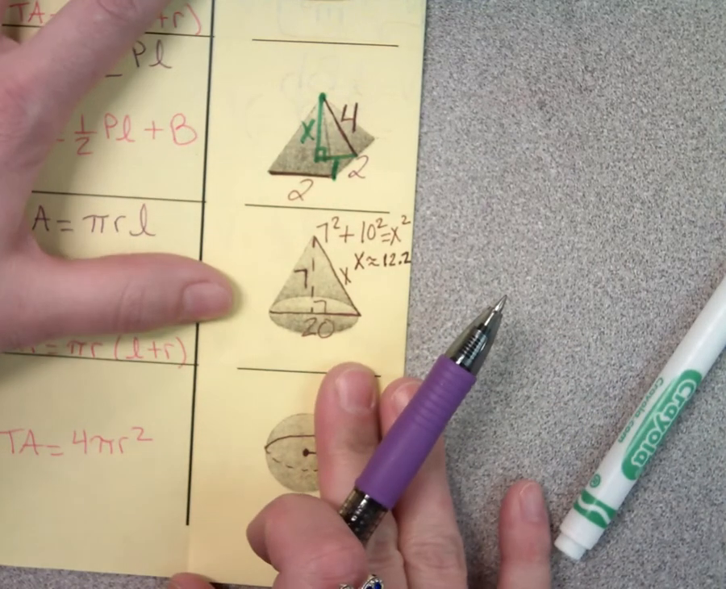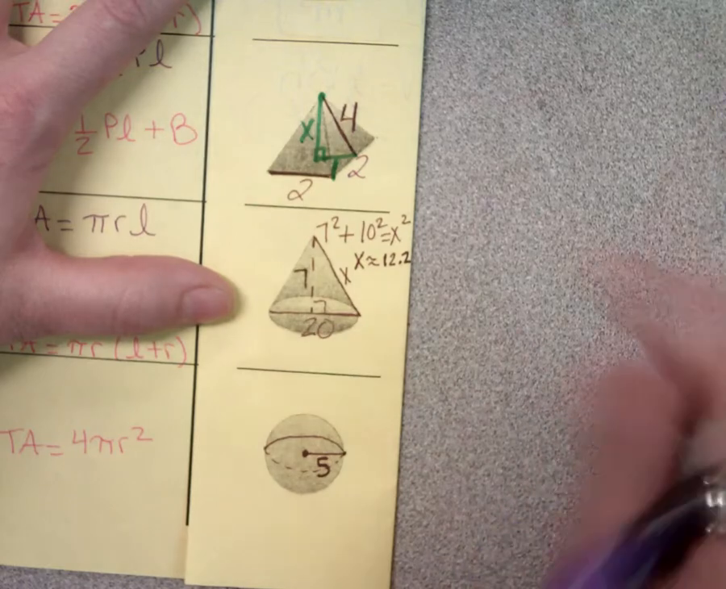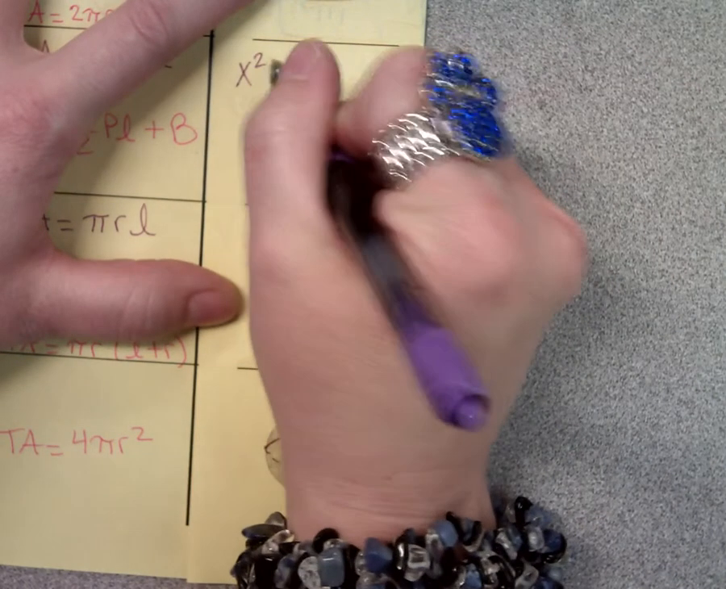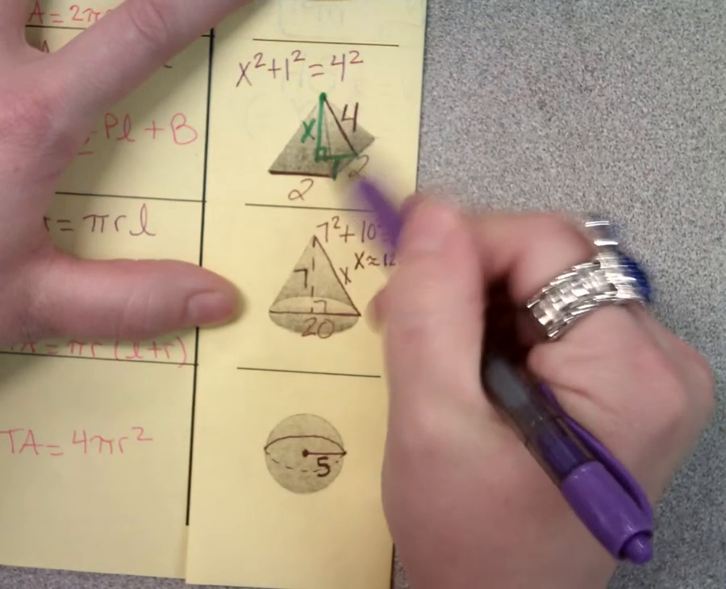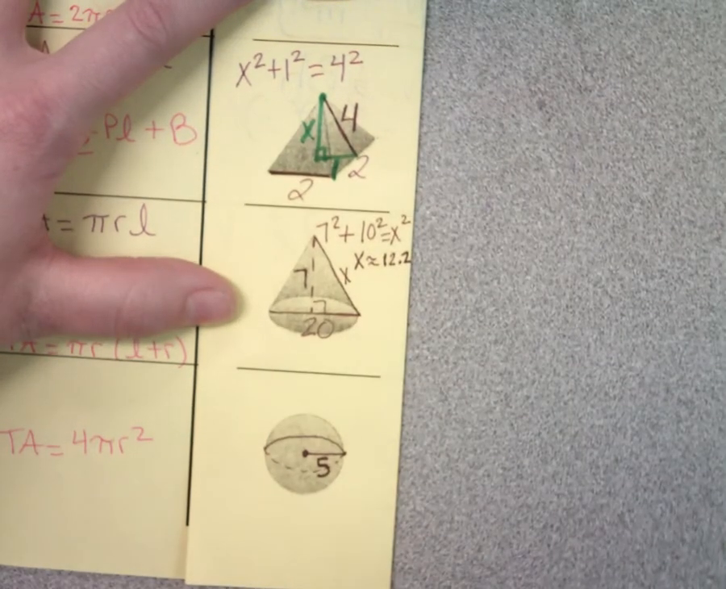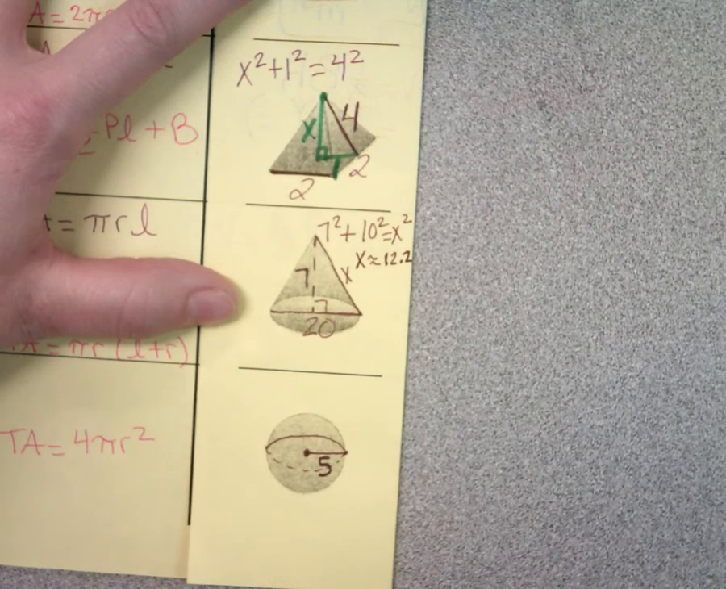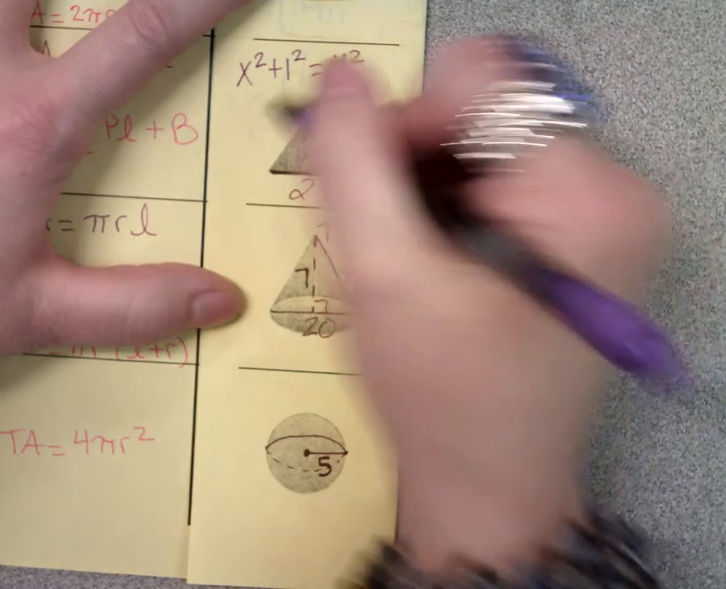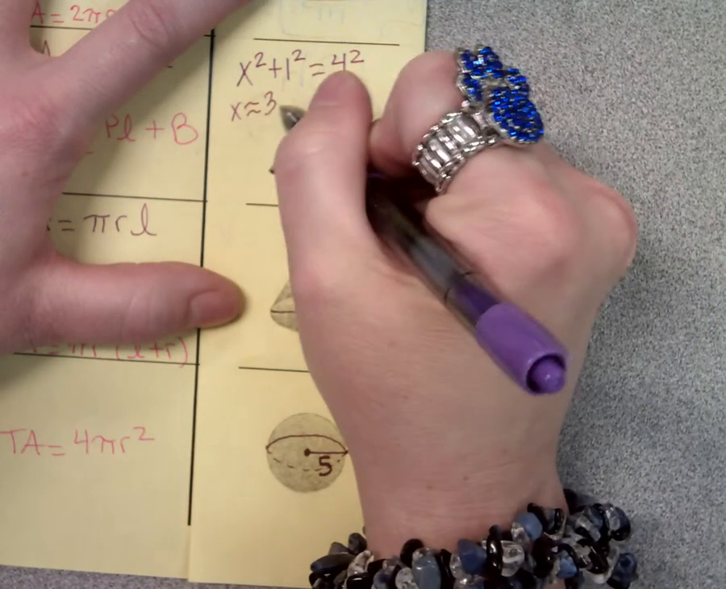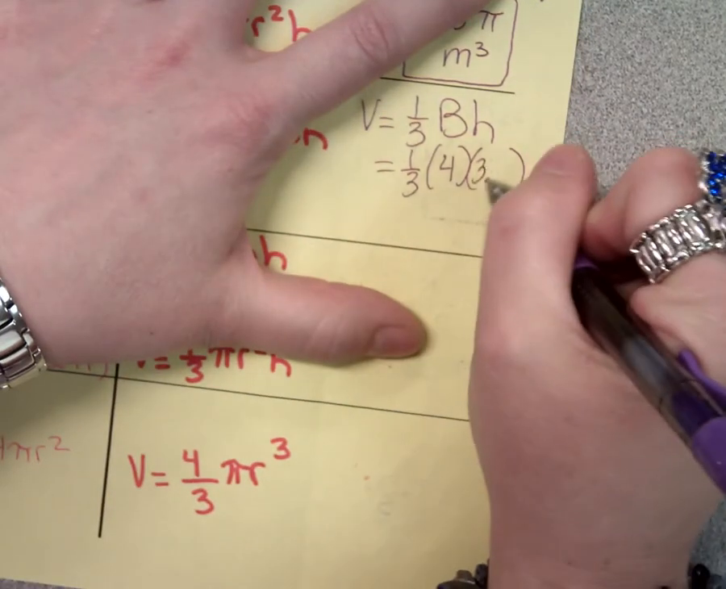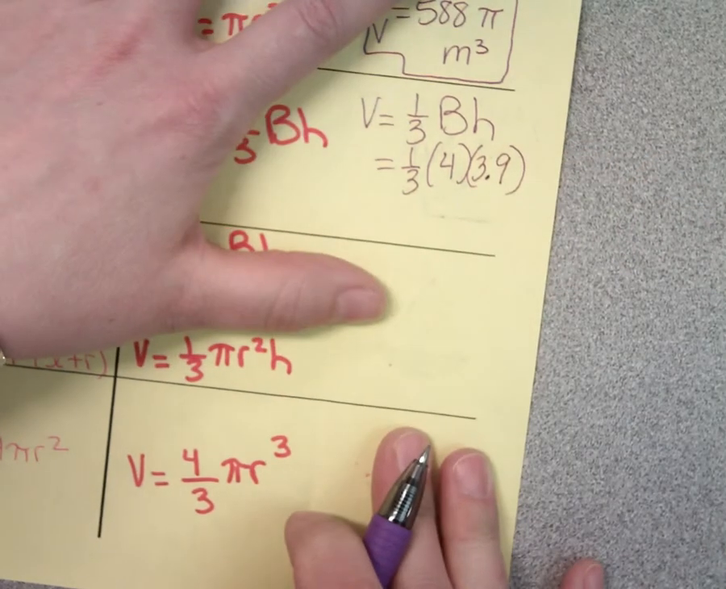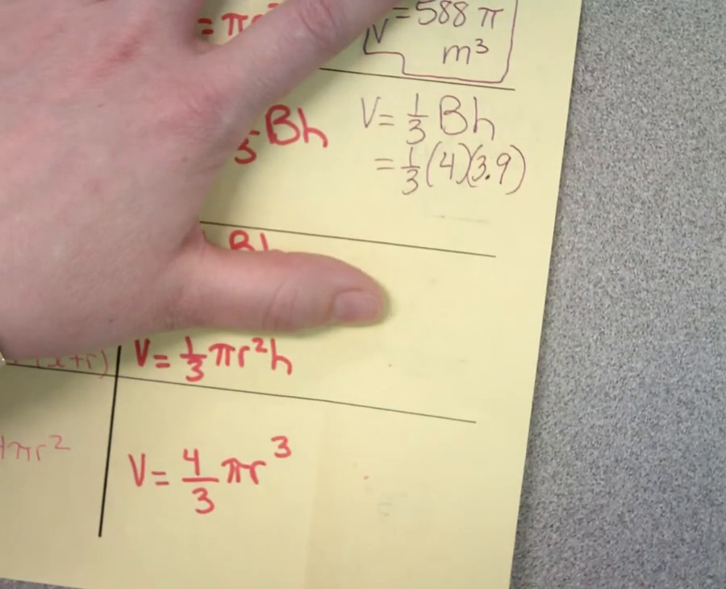1 squared plus x squared equals 4 squared. Good. So 1 squared plus x squared, or x squared plus 1 squared, equals 4 squared. 4 is the c. It's the hypotenuse. Okay, I want to know what that is to the nearest tenth. Okay, 3.9. So 3.9 is the actual height of our pyramid. So 3.9 will go into our h. Okay, and work that out and tell me what you get.